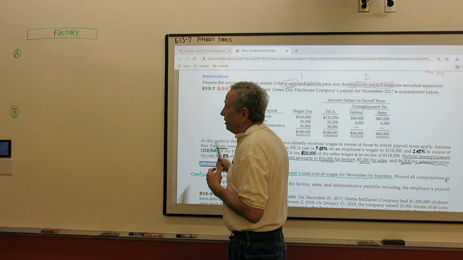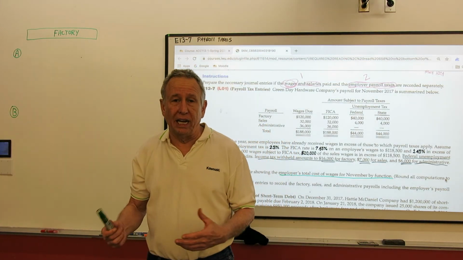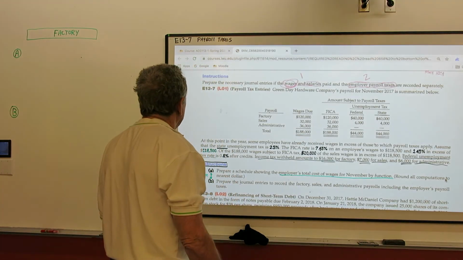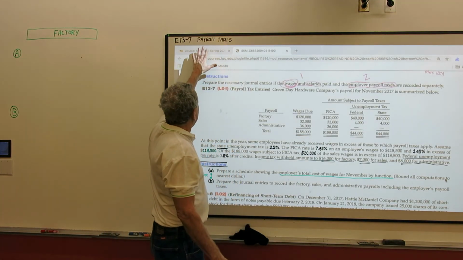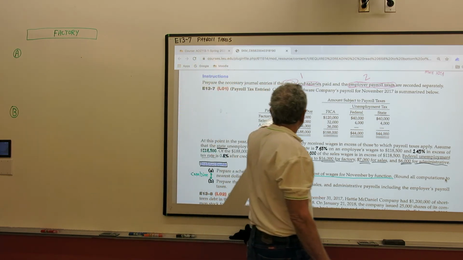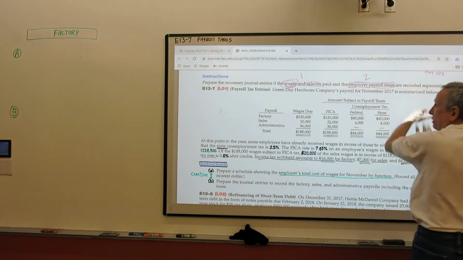This problem is a very different problem, and I think it's actually harder than the last one. It's just harder to kind of figure out the information. Again, we're working a problem on payroll taxes. It says prepare the necessary journal entries for the wages and salaries of this company.